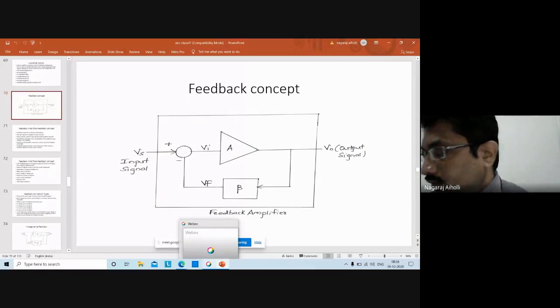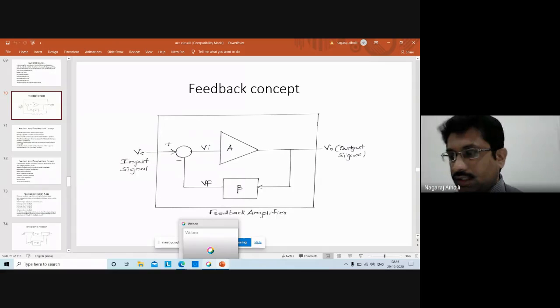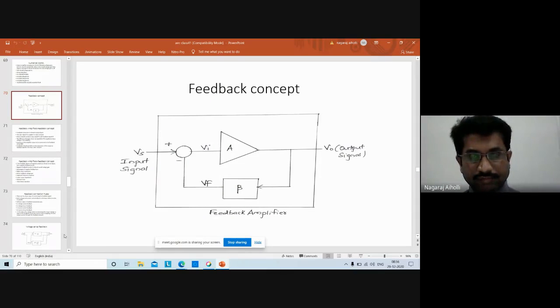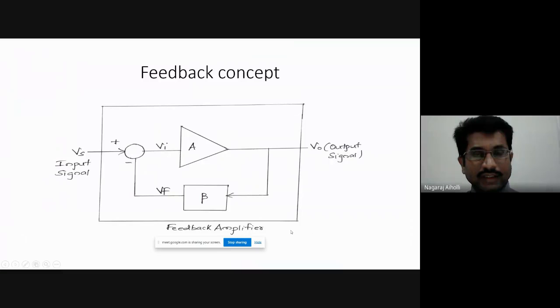In the last class, I was discussing about the feedback amplifiers, right? Let me explain in brief about what are feedback amplifiers, what is their use, and which are the different types of feedback amplifiers. This is the basic block diagram of the feedback amplifier. Are you able to see the screen? Yes, sir. Okay. Now, this is the block diagram of the feedback amplifier.